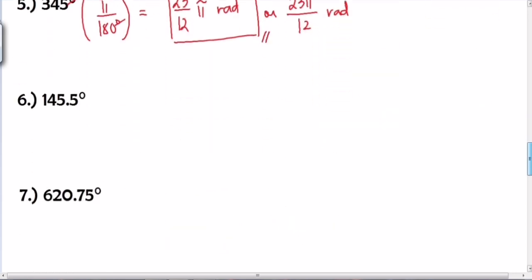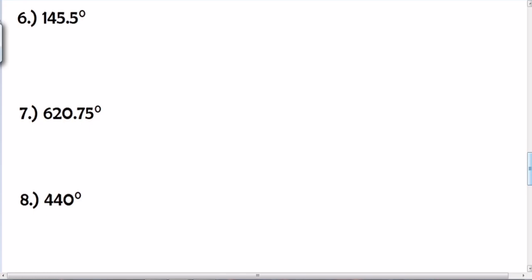Okay, let us have the last 3 examples. So, what if we are given decimal degree? So, ganun pa rin, lalo na kung may use naman ang calculator ninyo. I mean, meron kayong means to use the calculator, ikakalculate nyo lang yan. So, ayan. Ganun pa rin.